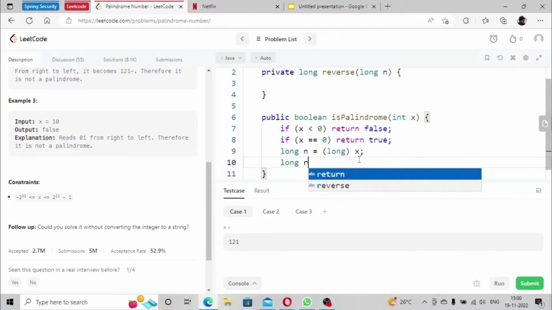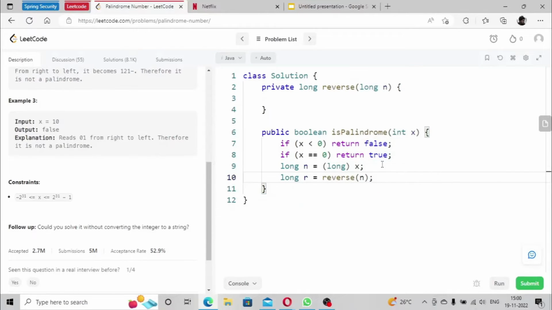reverse. This will take in number n and return its reverse. Now I will call the reverse method here and I will pass n. That means I am taking the reverse of n. We have not implemented the reverse method yet. We will do it shortly. And after that, I just need to check whether n is equal to r or not. If both are equal, that means n is equal to its reverse, which means n is a palindrome.